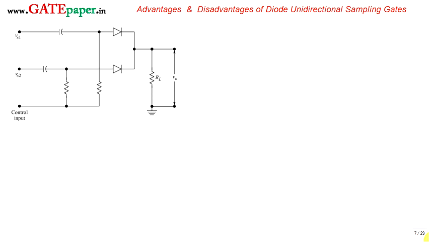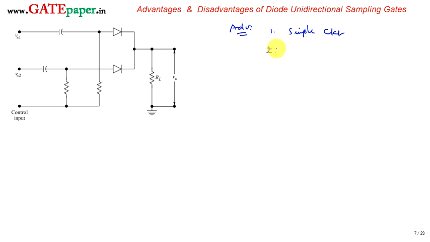Next we will see the advantages and disadvantages of sampling gates. First we will go for the advantages. The first advantage is simple circuits, because a unidirectional sampling gate consists of only three elements, with only a single input. So it's a simple circuit consisting of Vs, a capacitor, a diode and two resistors. It's a very simple circuit.